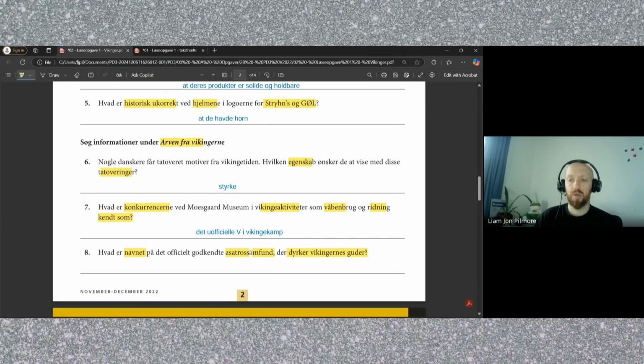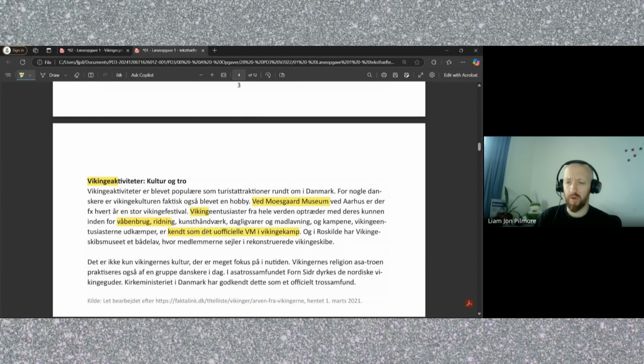Maybe vikingernes guder, the Viking gods. Let's take a look, see if we can find that word. Asatros. I've spotted it right away.